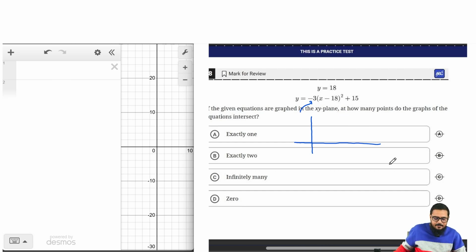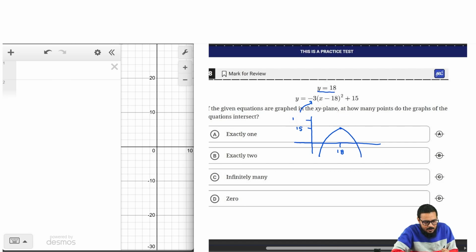And I can also see the vertex of this parabola. Just change the sign of this number and keep this number as it is. 18 comma 15 is your turning point, right? So let's say I've got an 18 right over here, and let's say I've got a 15 right over here. This is the shape of my parabola, right? 18 comma 15, and then I've got a line y equals 18.